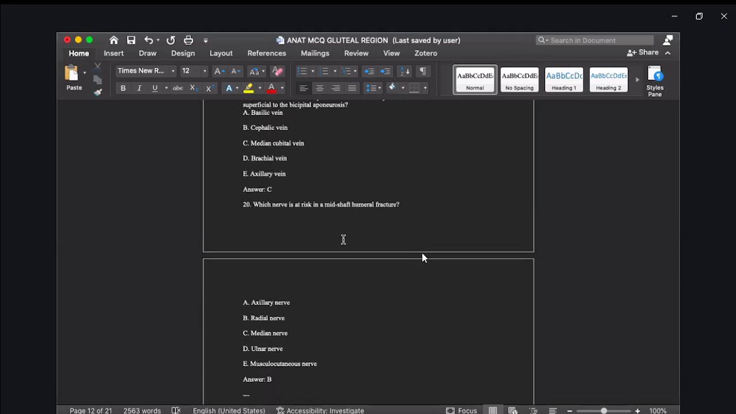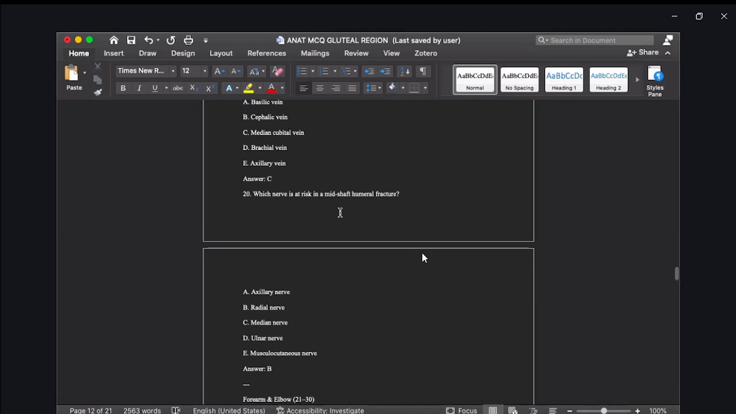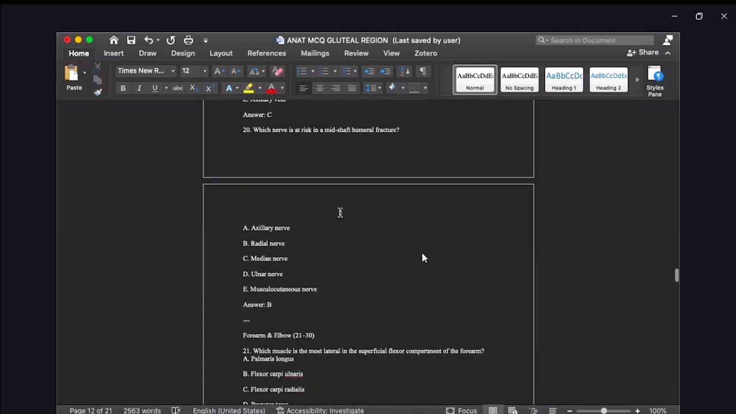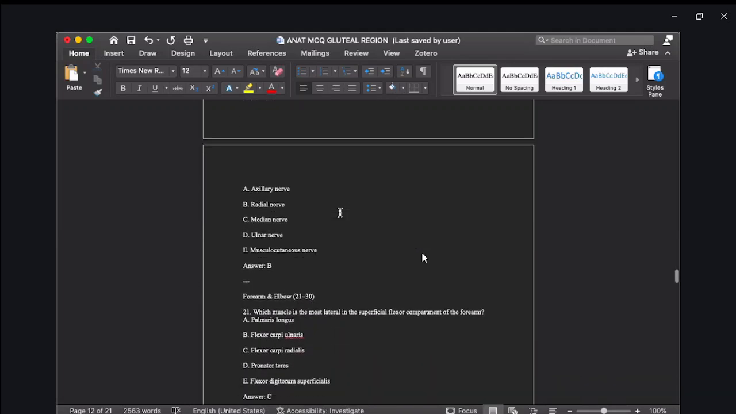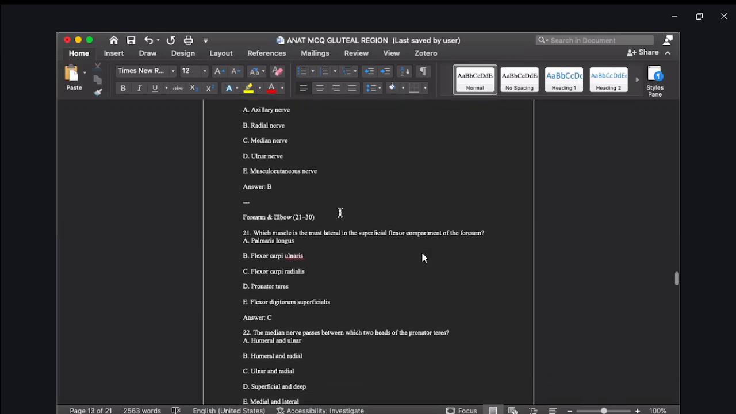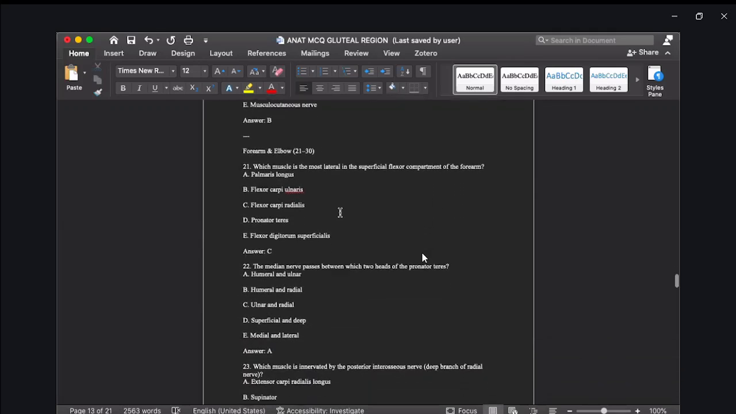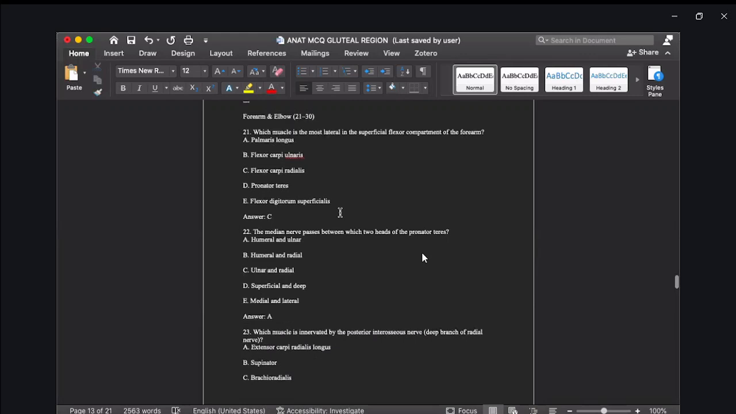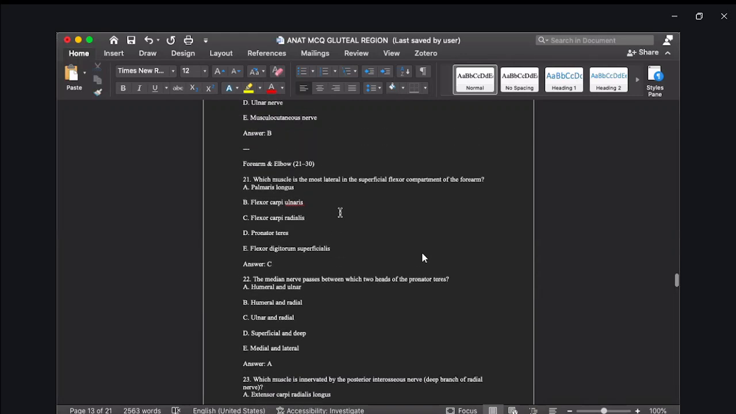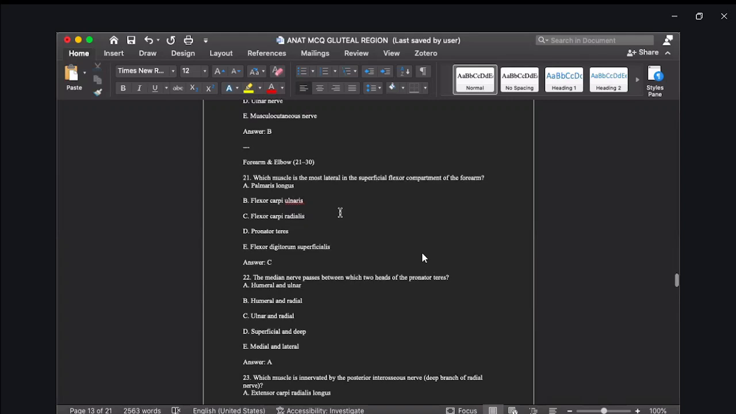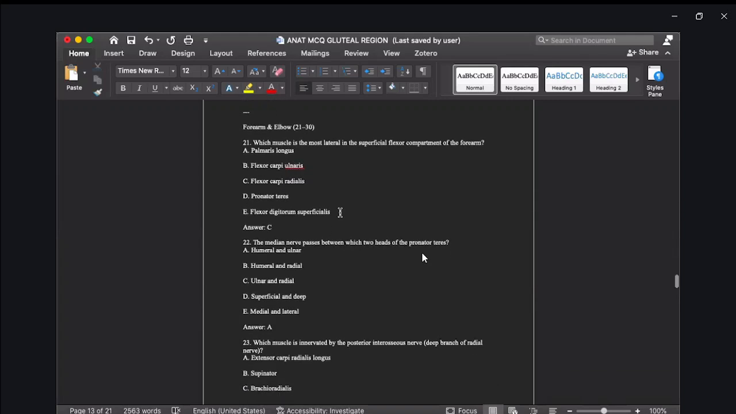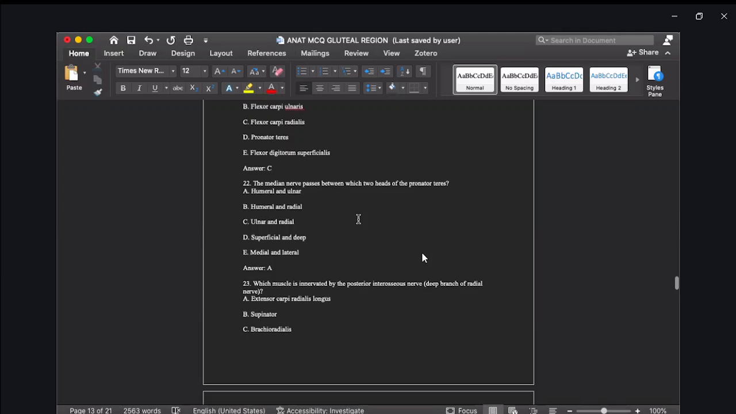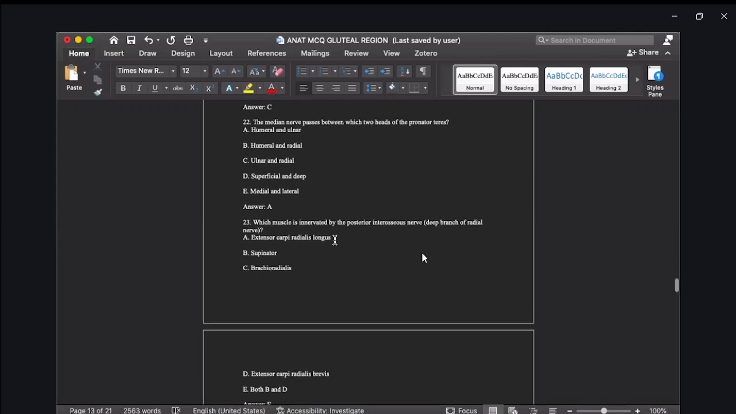Which nerve is at risk in a midshaft humeral fracture? Normally that one is the radial nerve. So these are very easy questions. You must make sure you understand the orientation of the anatomy, not just cramming. Use an atlas so that you are well guided. The median nerve passes between which two heads of the pronator teres? Humeral and ulnar.